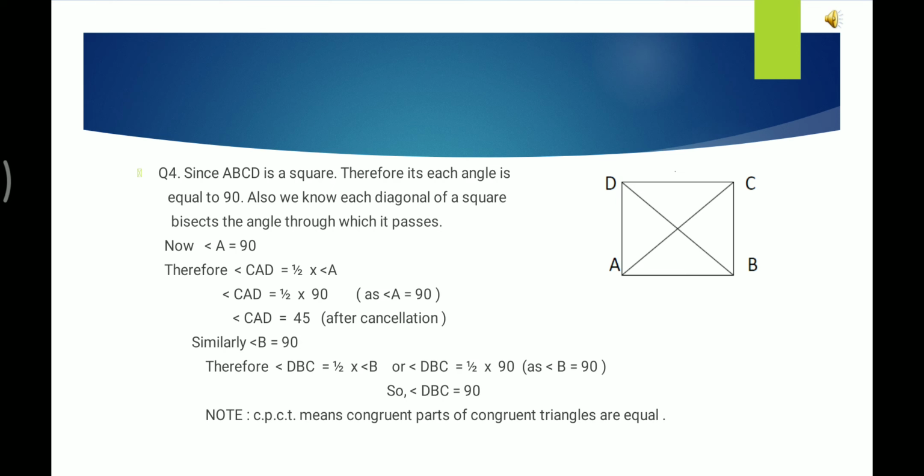Similarly, angle B is equal to 90 degrees and angle DBC is half of angle B. Therefore, angle DBC is equal to half of angle B, or angle DBC is equal to half into 90 as angle B's value is 90 degrees. After cancellation, we will get angle DBC is equal to 45 degrees.